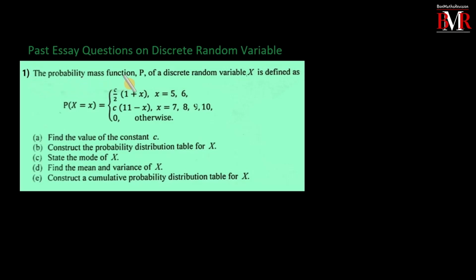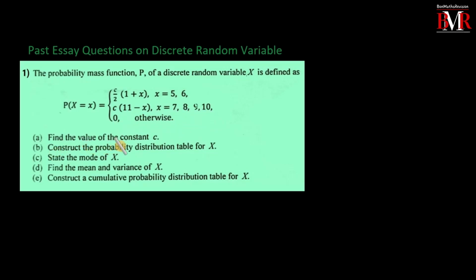The probability mass function P of a discrete random variable x is defined as P of x equals C over 2 into 1 plus x for x equals 5 and 6, C into 11 minus x for x equals 7, 8, 9 and 10, and 0 otherwise.